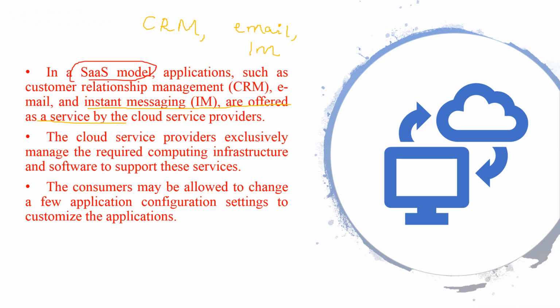The cloud service providers exclusively manage the required computing infrastructure and software to support these services. The consumers may be allowed to change a few application configuration settings to customize the applications. So in the SaaS model, only a few application configuration settings can be changed by the customers to customize the applications.